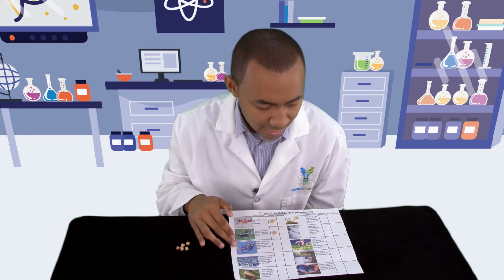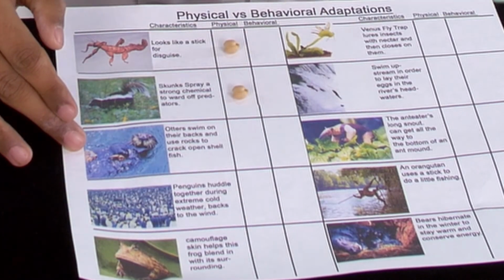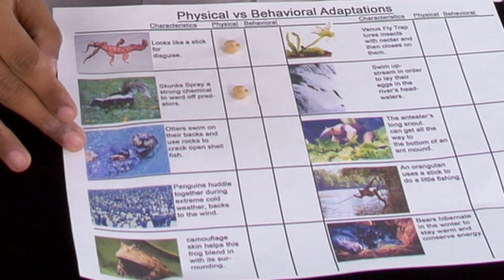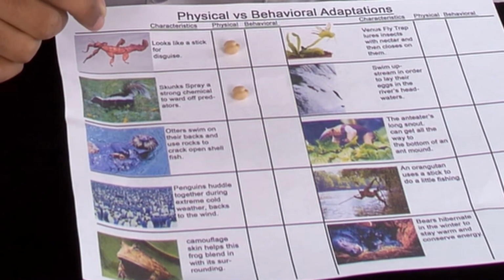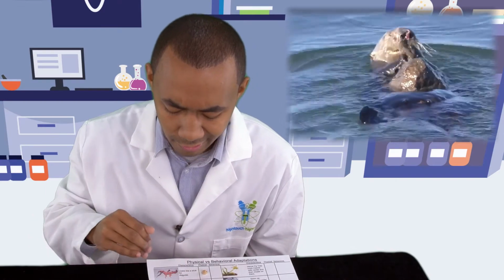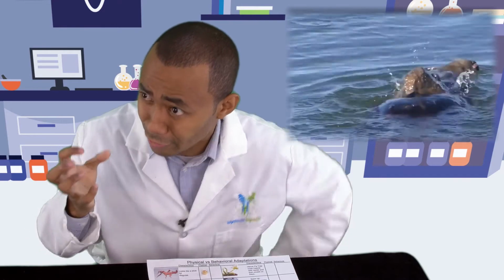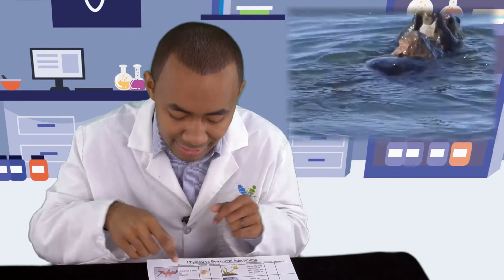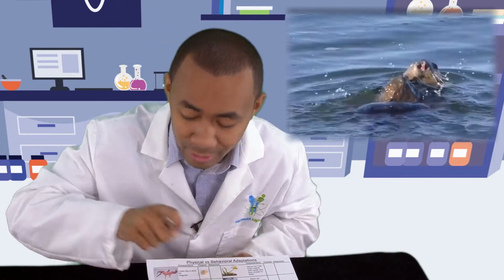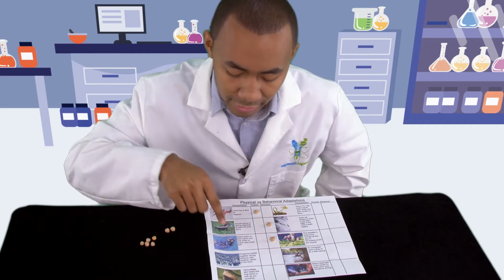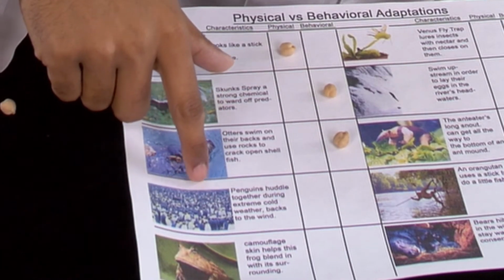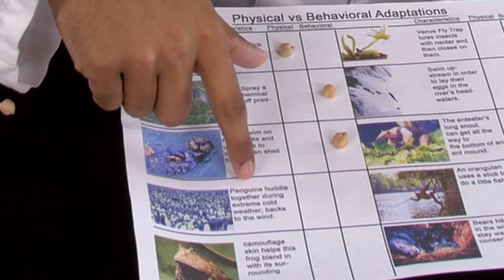So here we see that this is a picture of an otter, and otters swim on their backs and use rocks to crack open the shellfish, right? So, well, let's think about that. Do you think otters are born with rocks in their hand? So it's not something that they're born with, not a physical adaptation. That would be something that they do, a behavioral adaptation. Ta-da!